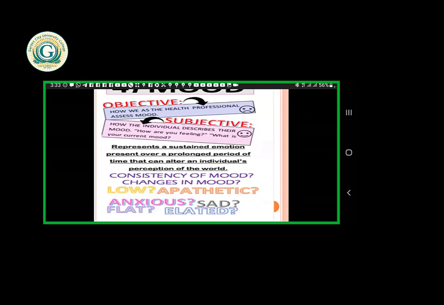Right? So the definition for mood says that it's more of a sustained emotional makeup of a patient or a client or an individual. And it is rooted in that person's personality, or it is based on the current situation. Now, it's very important that we know how we point questions to patients regarding their mood.